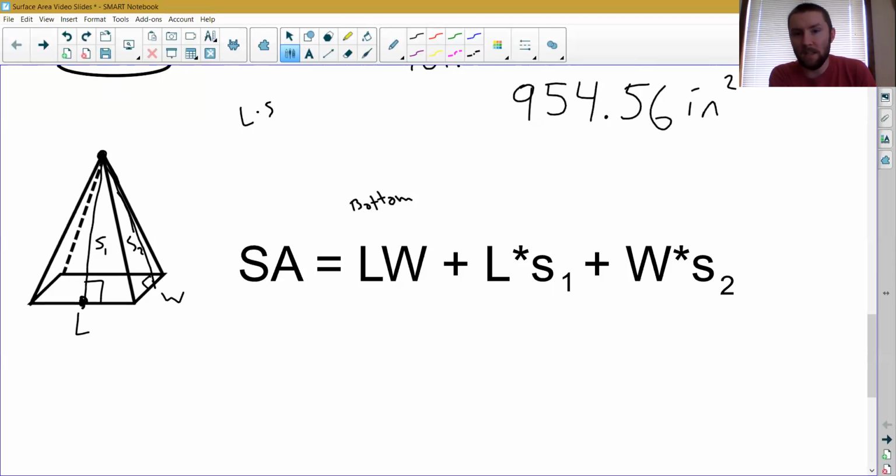So we get this formula: length times width, plus length times the slant height down to the length, plus the width times the slant height down to the width. So there are 4 things there that we need to know. Let's say, for example, that the length was 5 and the width was 3, and this slant height was 7, and this slant height was, let's say, 6. Now, given these 4 numbers, we can find the surface area.